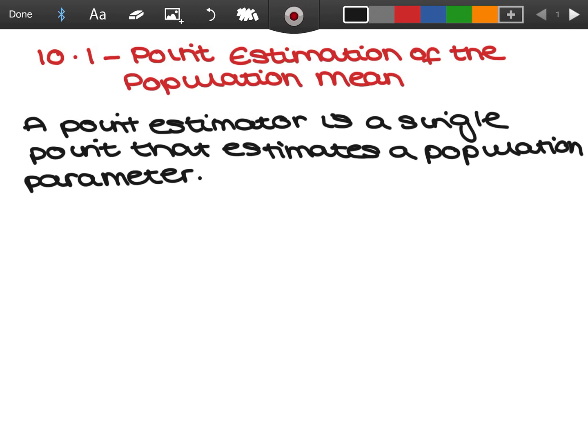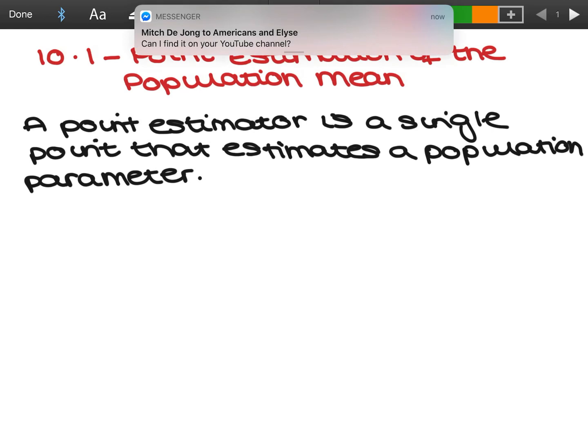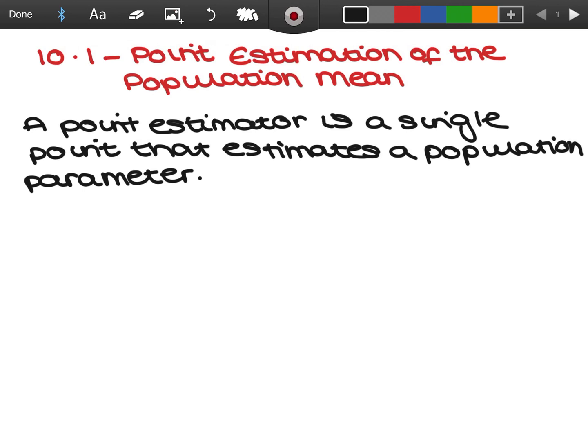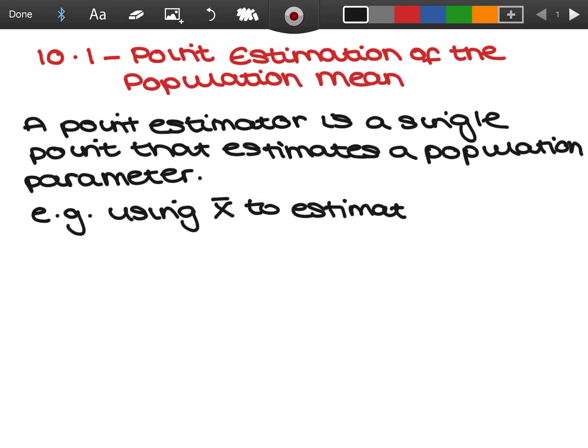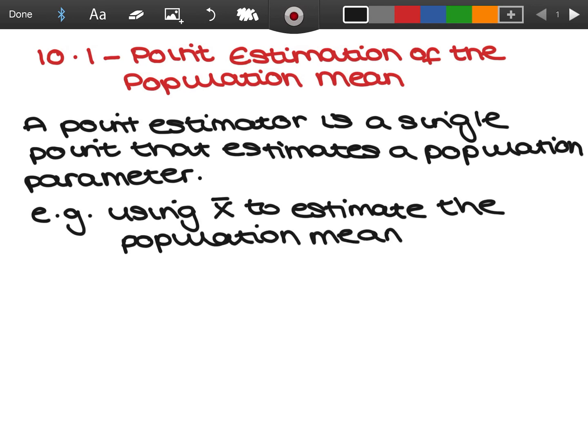Now, we've done this before. We've used the sample mean. We've taken a sample of our population and then we have used the mean of that sample to estimate the mean of the population. That uses a single point, a single value, that sample mean, to estimate the population mean. So a point estimator could be using the sample mean, x bar, to estimate the population mean. And we call the population mean mu. Okay, so I can use the sample mean as a single point that will estimate the population mean.